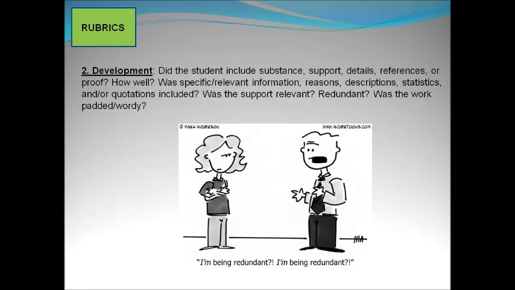A second thing is development, right? On a rubric, you want to include some consideration of how well the students' ideas are developed, how well they are supported, what details are provided, what references, what proof is given, these sorts of things, right? This is an important criterion to consider when you develop an ELA rubric.